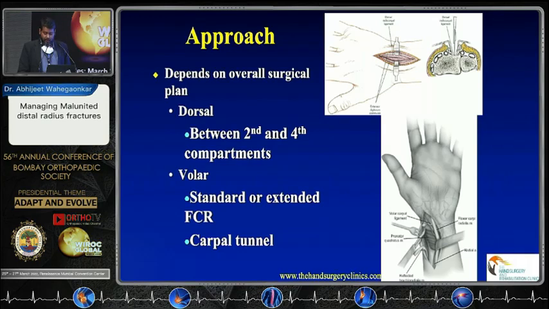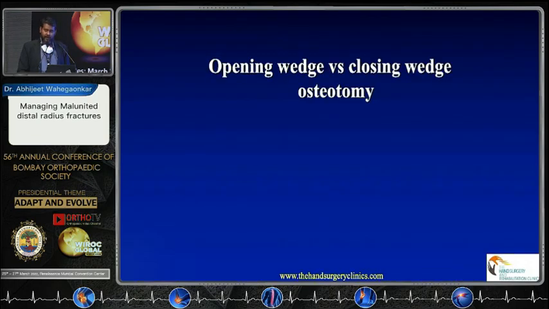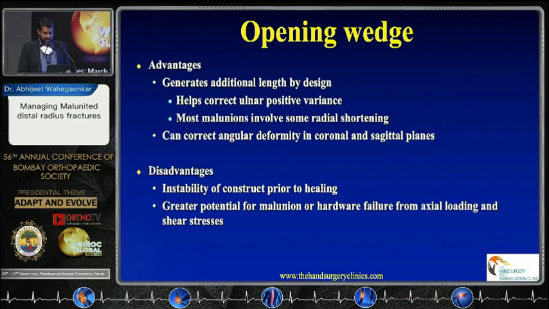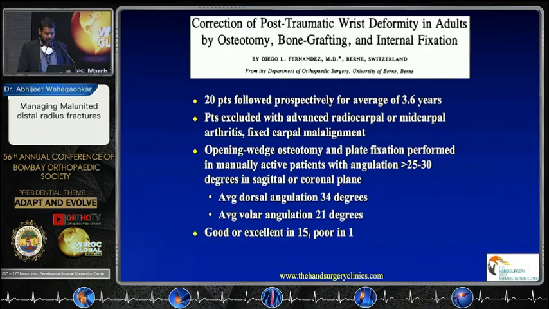Approach could either be dorsal or volar depending upon the malunion and depending upon what you want to address. And then the osteotomy could either be a closing wedge or an opening wedge osteotomy. The opening wedge osteotomy is the more commonly performed procedure with several advantages, and the disadvantage being a temporarily unstable construct which usually requires bone grafting.